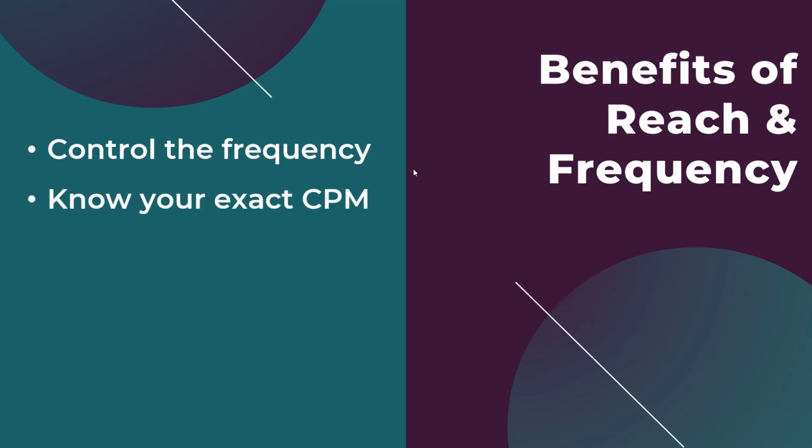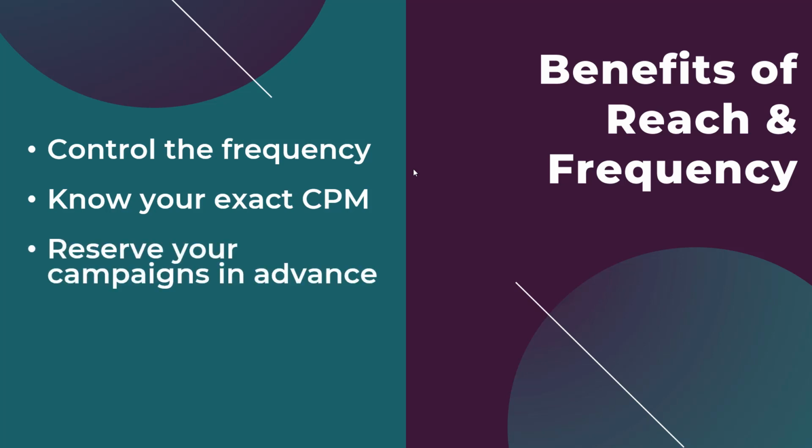Another benefit is that you will know your exact CPM. These are campaigns that we reserve and book in advance, and they run for a certain period of time. So no matter how long or short you have this campaign running, you will know your exact CPM, that is cost per 1,000 impressions, and that number will also be booked. Another example of clear expectations before the campaign even launches.